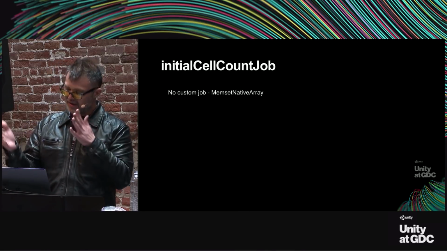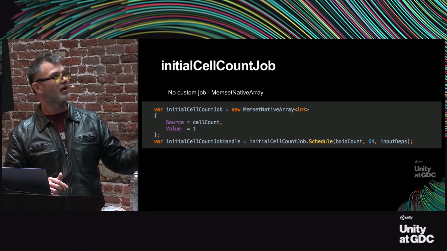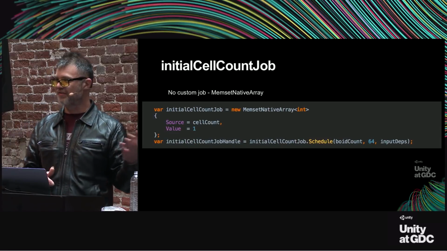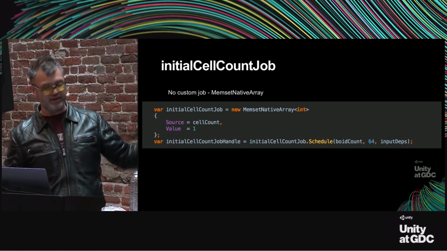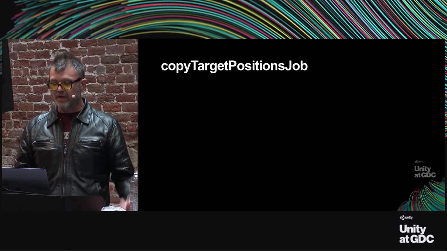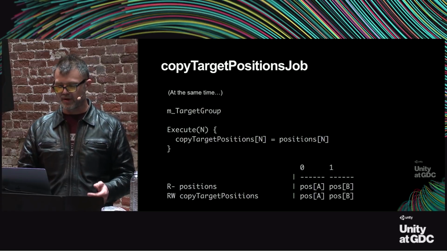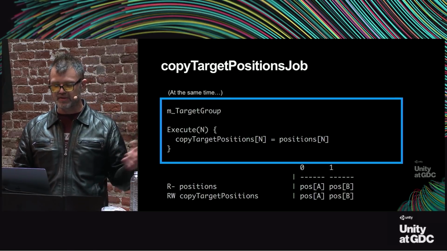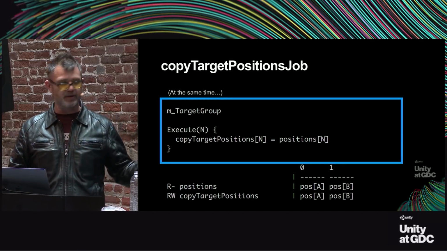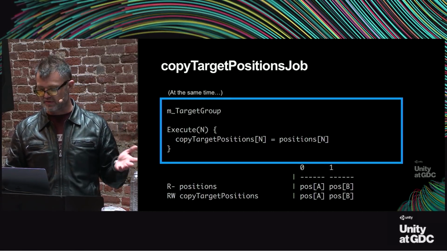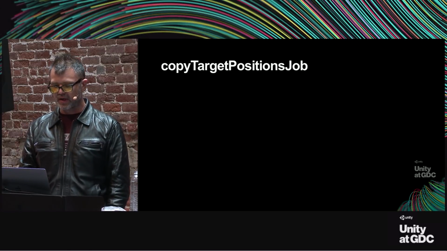What does that look like? Again, no custom job is really necessary for this. We have what is, obviously, named MemsetNativeArray, so memset across this particular native array with a particular value. Copy target position jobs, again happening at the same time at the limit of your hardware, is taking the positions that match the target component and copying them into the copy target positions array, so it looks the same. It's a copy of those targets.